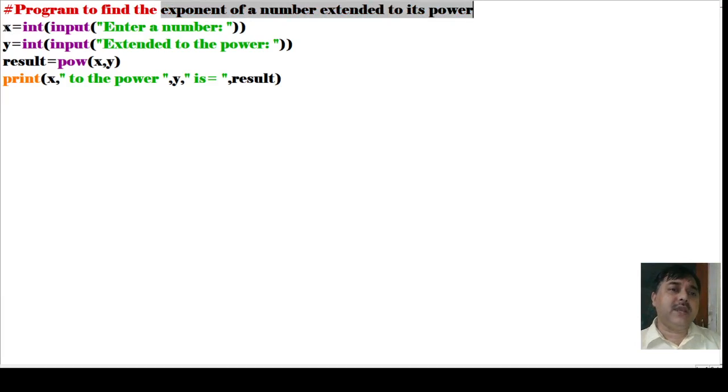So what has been taken? See here, first x has been taken. X equals what has been written? int, then input, then a particular instruction is there. The instruction is: enter the number. That means what number you want to enter here.